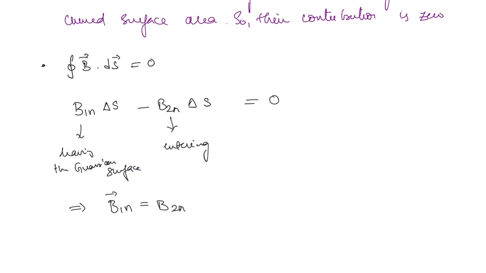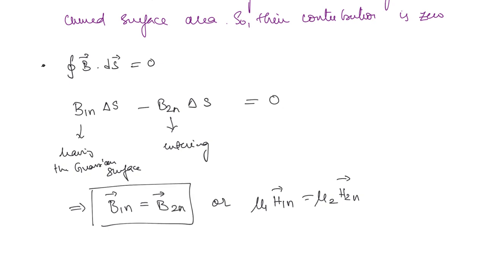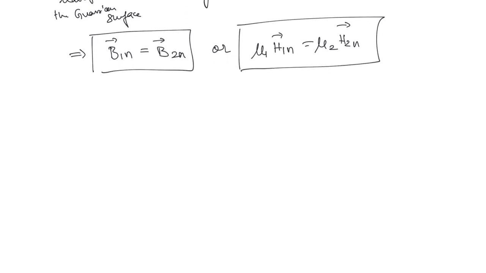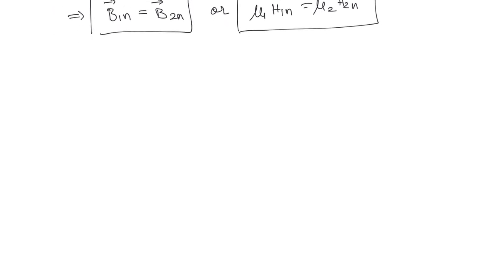Okay, so the vectors are going to be equal, or you can write B1n bar is nothing but mu1 H1n bar is equal to mu2 H2n bar. Okay, so this is one boundary condition. Now the second boundary condition, what about the tangential component? So here we have information about the normal components. So next we will see how to get the relationship with the tangential components.